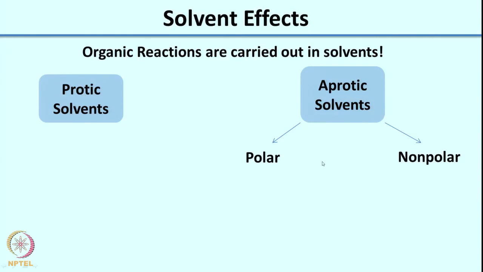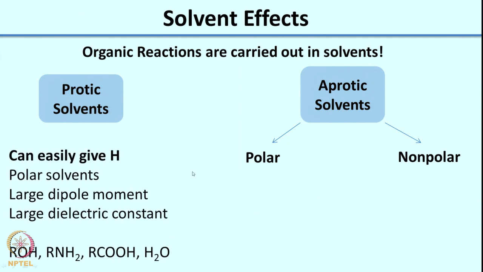Aprotic solvents are those that cannot give protons, but you can have heteroatoms in the solvent which make them polar. Or if you do not have heteroatoms, they are non-polar. So let's look at the properties of each of these classes of solvents. In the protic solvents, as I said, they can easily give protons. Just by the name you can say that they are usually polar. If they are polar, obviously they will have a large dipole moment and they also have a large dielectric constant. Solvents in this class are ROH, RNH2, carboxylic acids like acetic acid, trifluoroacetic acid, and water. These are all examples of protic solvents.